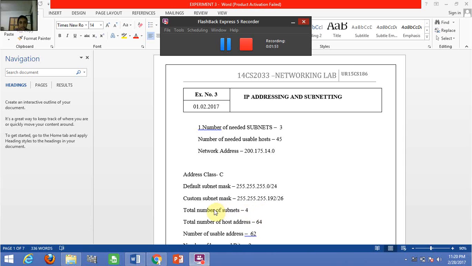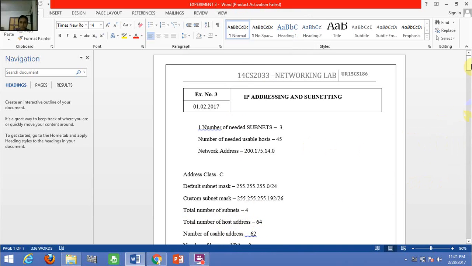Since the total number of subnets we need is 4, if we borrow 2 bits from the host portion, the possible combinations would be 2 power 2: 0 0, 0 1, 1 0 and 1 1. And since the number of bits remaining in the host portion is 6, the total number of host addresses would be 2 power 6, that is 64. Out of which the first address will be the network address and the last address would be the broadcast address. So the remaining number of usable host addresses will be 62. That is what is asked over here.